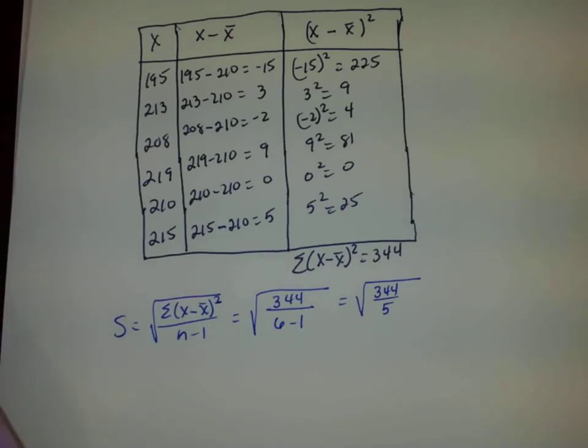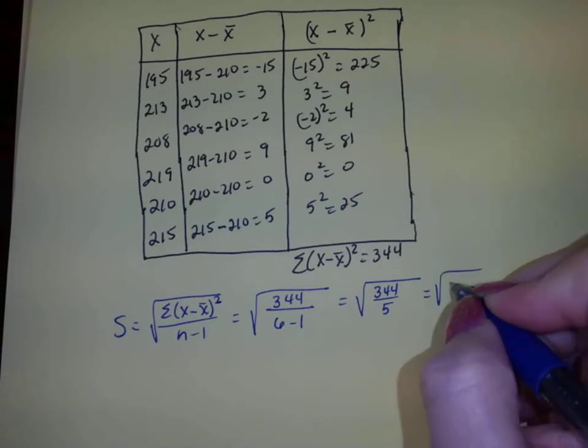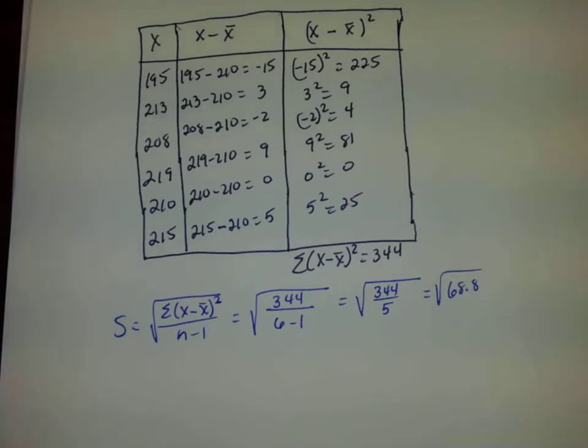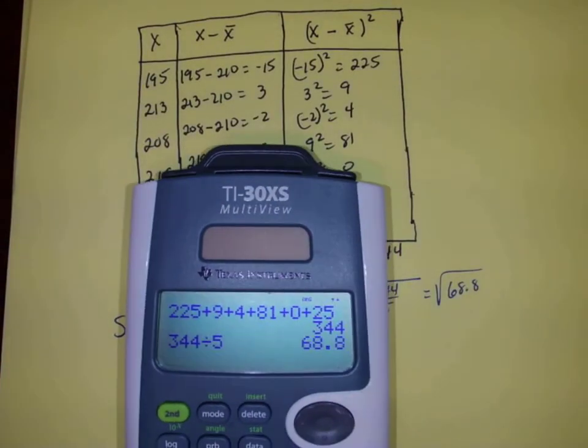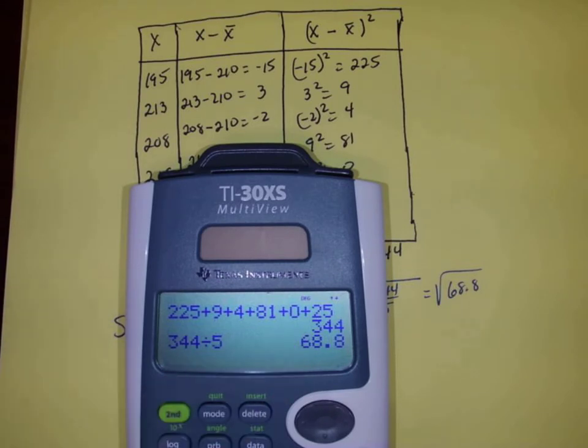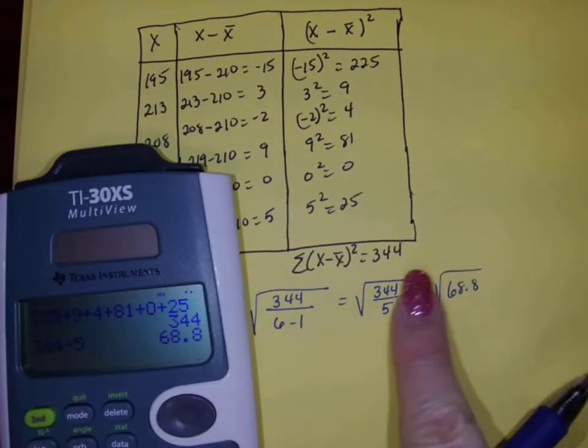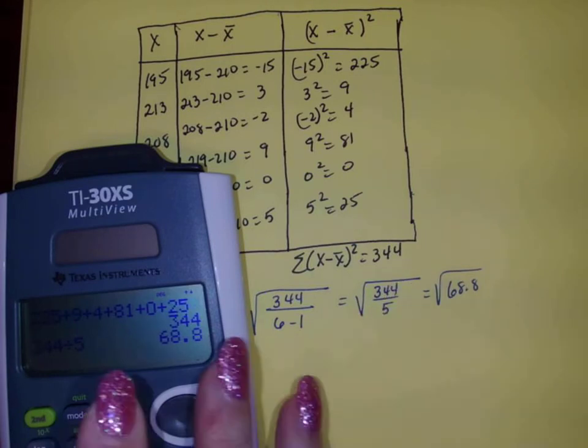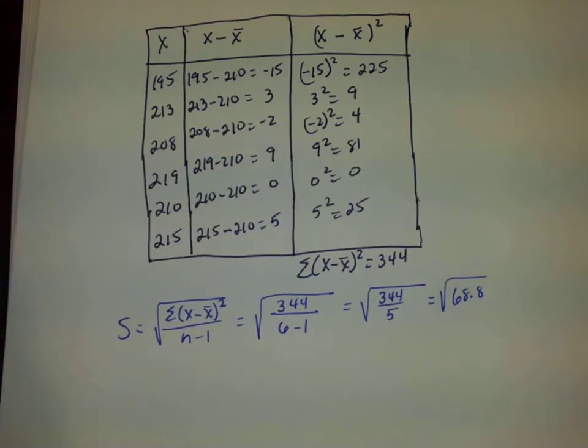So the square root of 344 divided by 5, and 344 divided by 5 will get us 68.8, and I didn't round on that because you don't want to round. And you don't have to do this part. You can just take the square root of this whole thing if you want to do that. And then we'll take the square root of our 68.8 and we'll get 8.29.